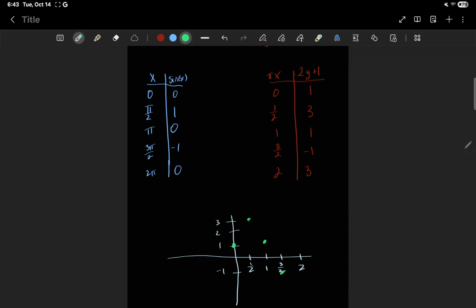Should it be 2, 3? No, that number's wrong. I must have copied it wrong. It should be 2, 1.